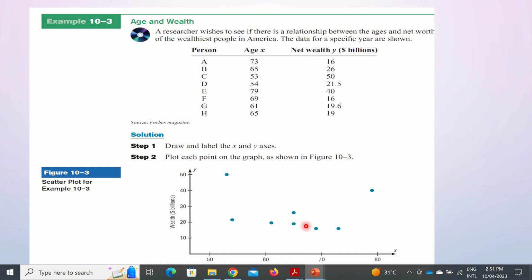In this case, we see that the data has a very weak linear relationship, because the data can be represented by a line which is almost parallel to the x-axis and sloping downward. So this one has a very weak linear negative relationship.